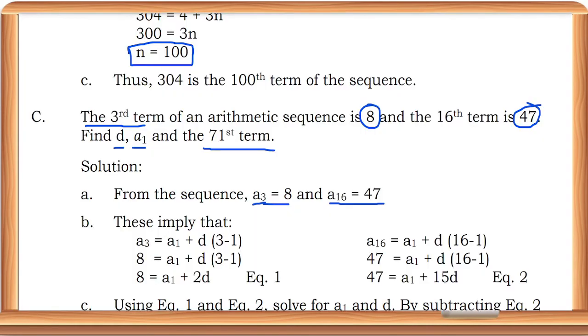Given, the third term is 8. The 8th term is, what is it? Okay, 47. Oh, 16th term, sorry. The 16th term is 47. Why did I write 8? So, the 16th term is 47. Now, you were asked to find... so this is the given.